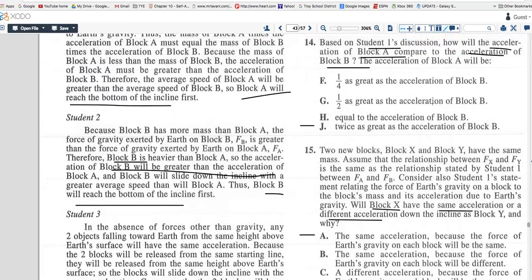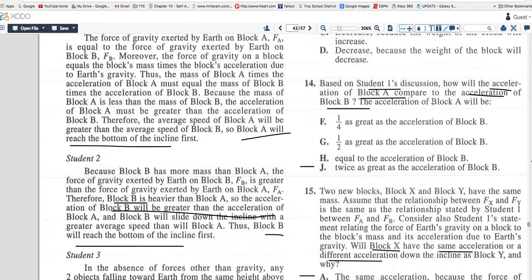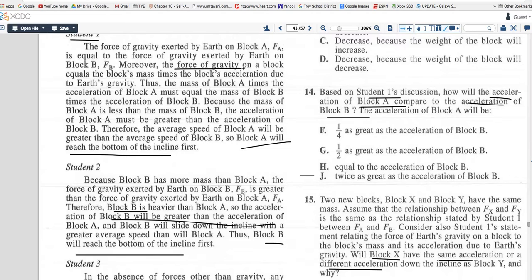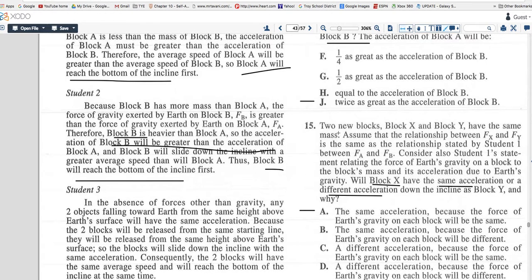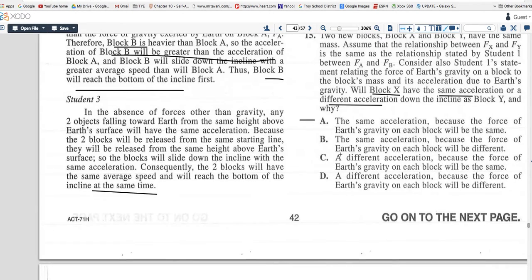So let's see what student 1 even says about the force of gravity. They say the force of gravity on a block equals the block's mass times the block's acceleration due to Earth's gravity. So we're not changing the force of gravity or anything. They're just changing up block X and block Y. Because the relationship between Fx and Fy is the same, as stated by him, the force of gravity is the exact same. All we're doing is just changing up, and they have the same mass. We're just changing up the names of it. So it's going to have the exact same acceleration as what student 1 did in his experiment, because we're not changing up anything. They're just trying to trick you by changing up the names of it.